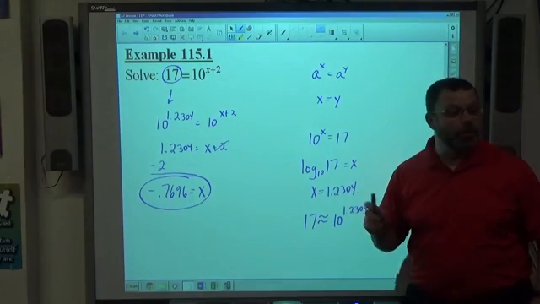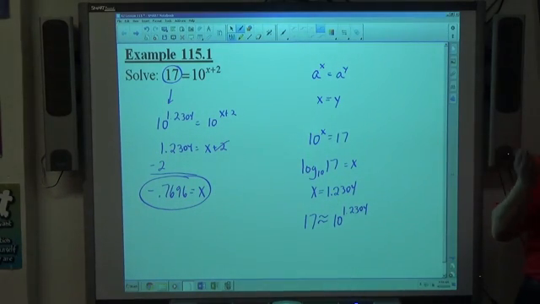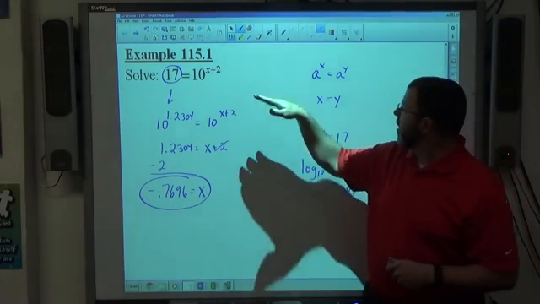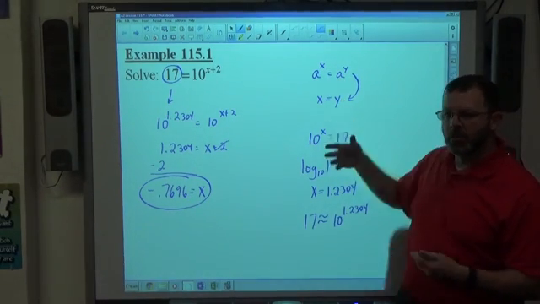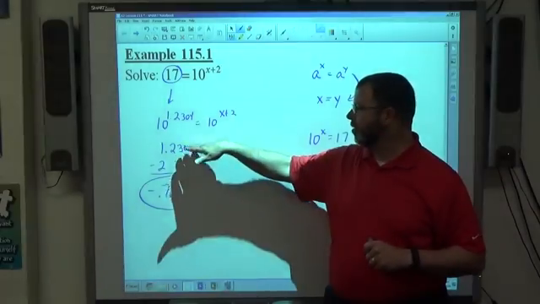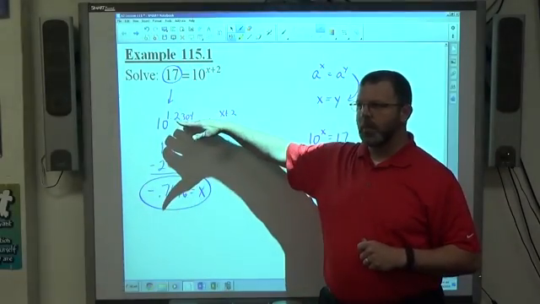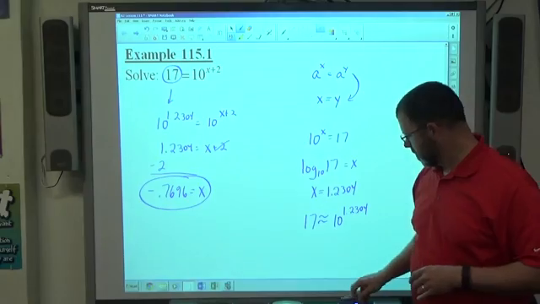Okay. The key to the problem, though, is that x is living in the exponent level. The key to the problem is to be able to use this theorem to get us down to x just in a basic level. So it's a basic algebra statement. Up here it's hard, down here it's easy.